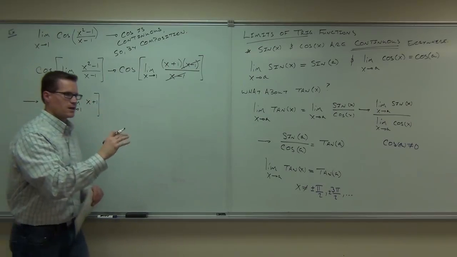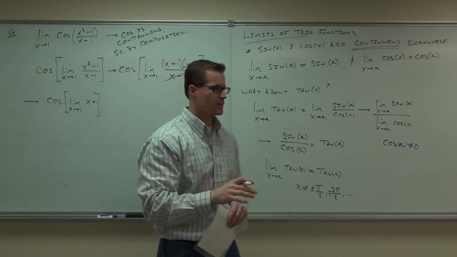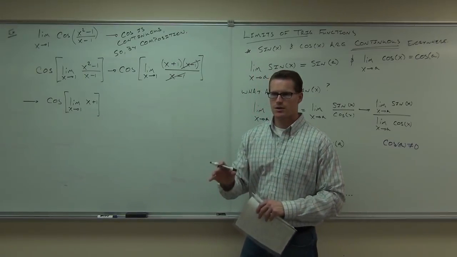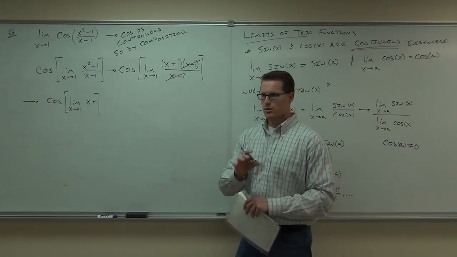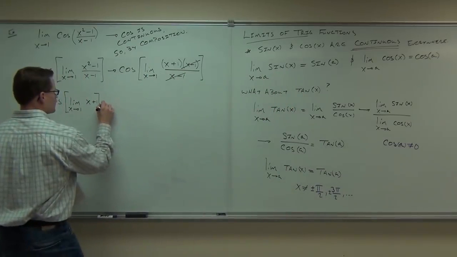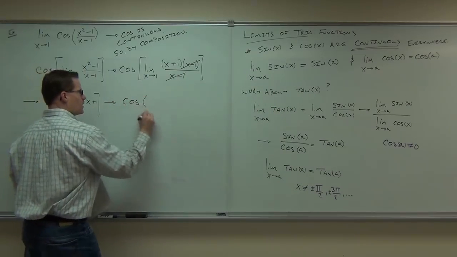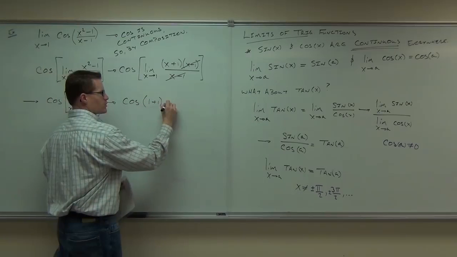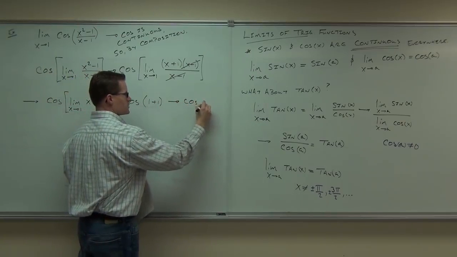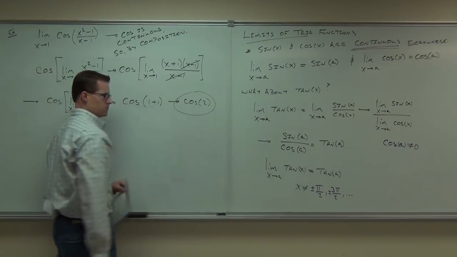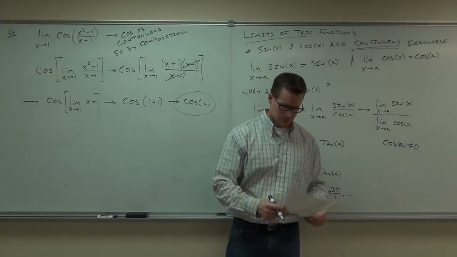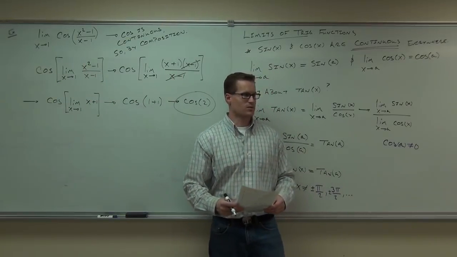Notice how we have to keep writing limit until we actually evaluate the limit. That's an important part of it. Can you plug in the number and be okay? So then what we have right here is cosine of, I know I can just plug in the 1, 1 plus 1. What's cosine of 1 plus 1? Cosine of 2. Done. Cosine of 2. I like 1 plus 1.